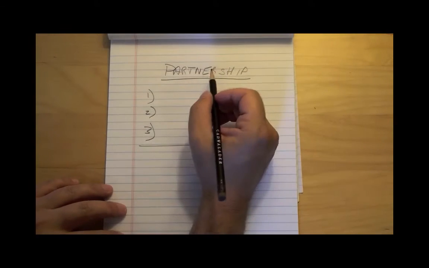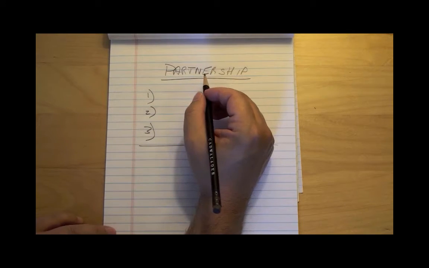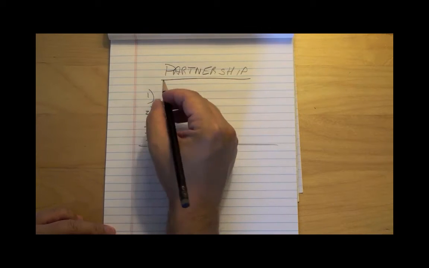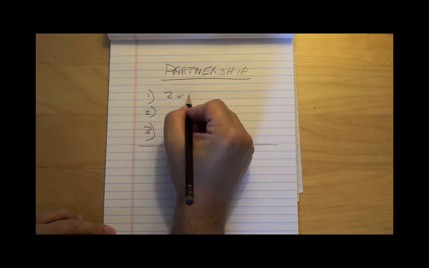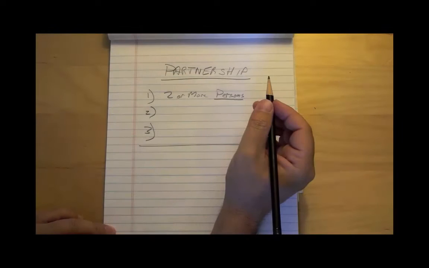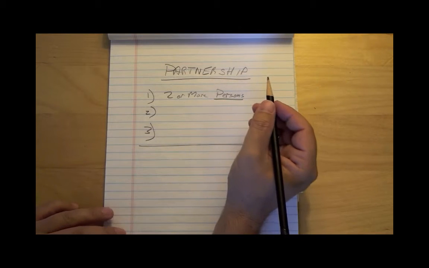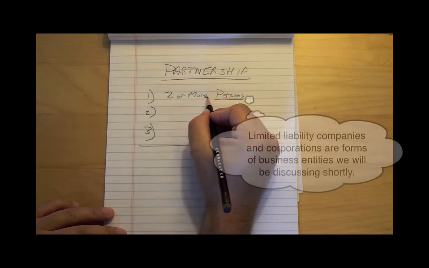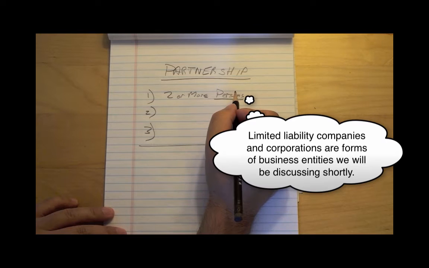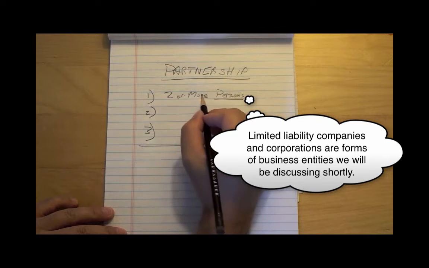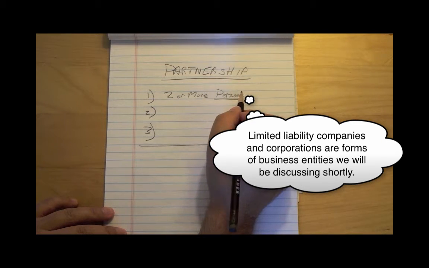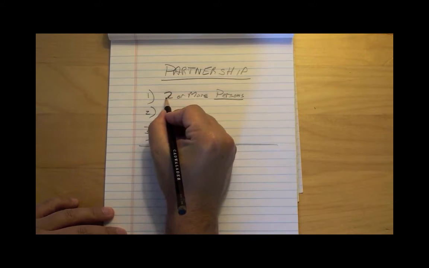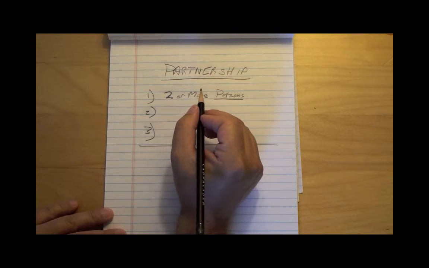So today's discussion is about partnership. The basic definition of a partnership, the one that comes from the Restatement, is an association of two or more persons. Persons can be either natural persons or legal entity persons. So you can have a partnership that consists of two individuals. You can have a partnership that consists of two limited liability companies, two corporations, a corporation and a limited liability company. A person, a limited liability company, a corporation. Partnerships can consist of any combination of persons, whether natural or otherwise.